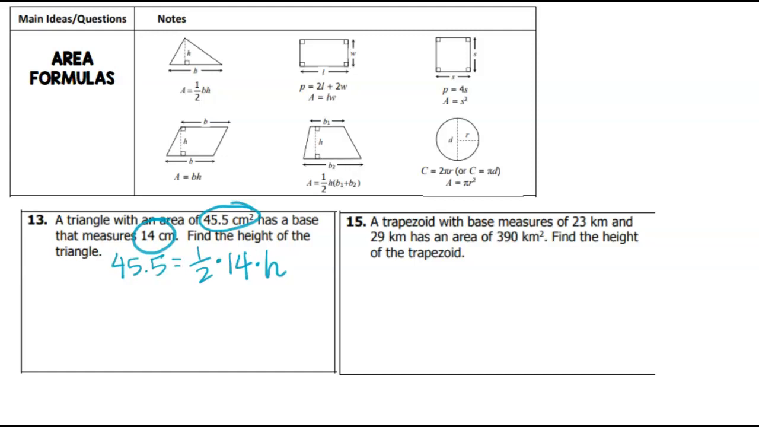So I'll take 1/2 times 14 to simplify this right side of the equation, and I get 7h equals 45.5, and then I'm going to divide by 7, and I get h equals 6.5. Now, since I'm at the end, I'm going to stick my units back on. This is not area, it is a length, the height, so I'm just going to keep it as centimeters.